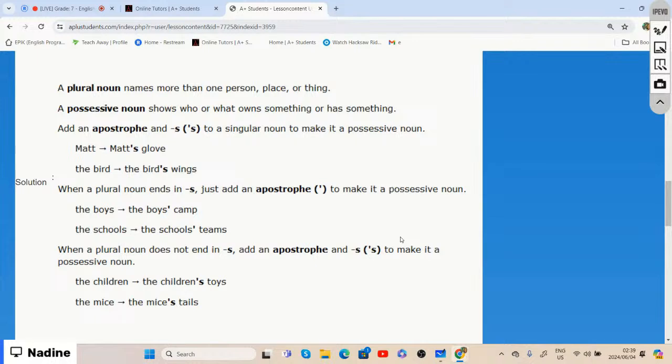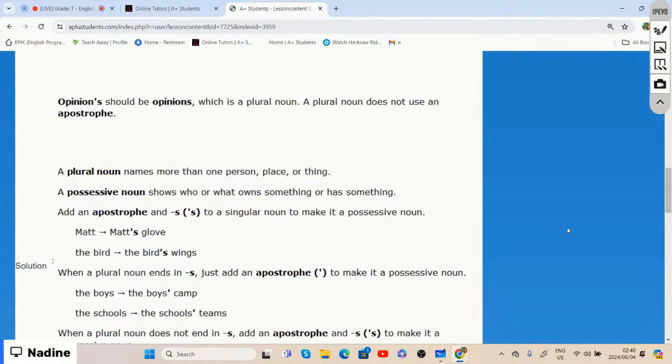And then we also have compound words, right? It says when a plural noun ends with an S, then we just add an apostrophe, no S, to make the possessive noun. And then when a plural does not end in S, then we add apostrophe and S to make it a possessive noun.